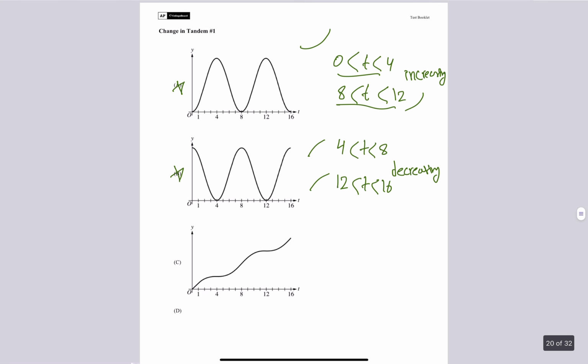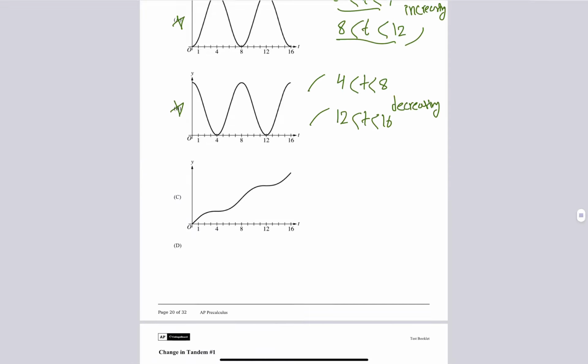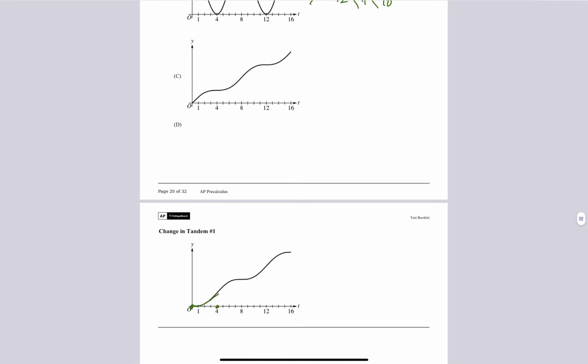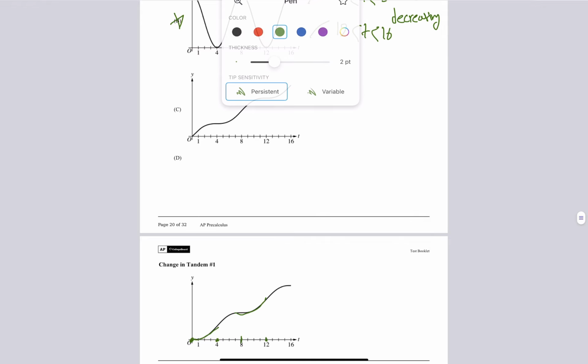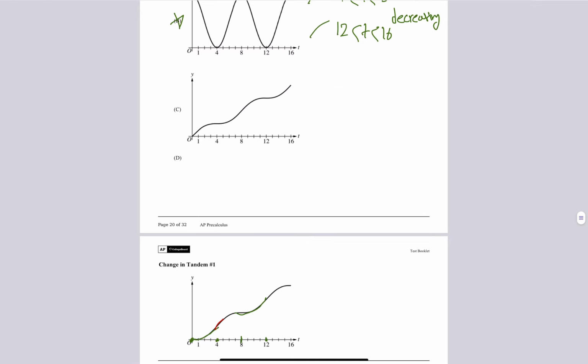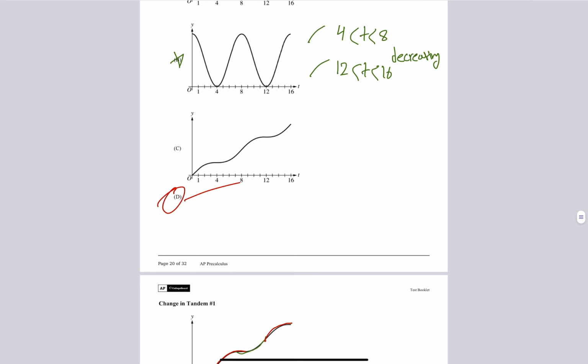Now, 0 to 4, I'm searching for a concave up. This is 0, and this is 4, it's concave up. Now, 8 to 12, it's concave up. 4 to 8, concave down. 12 to 16, concave down. Yeah, it is definitely option D, and that is it.